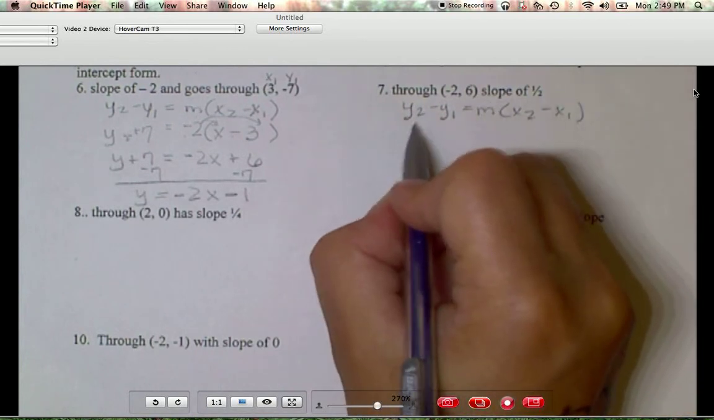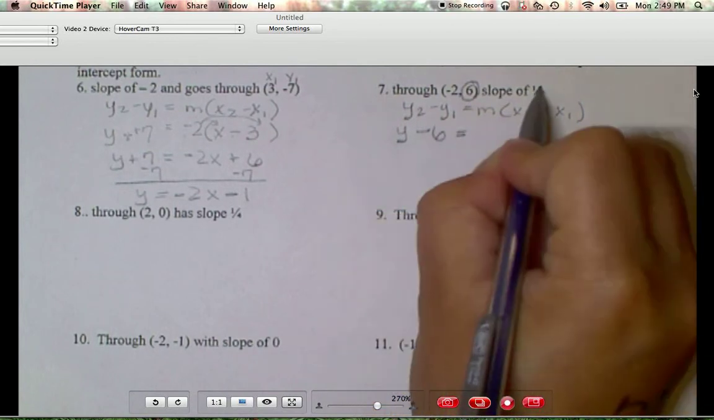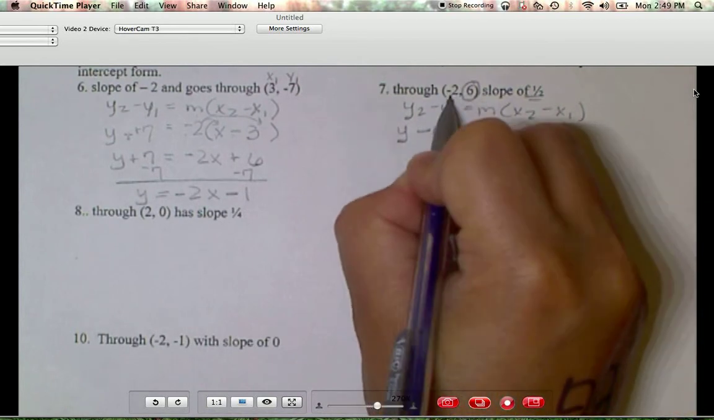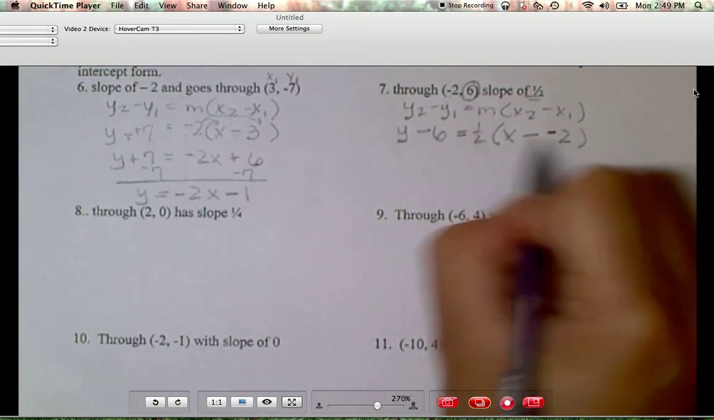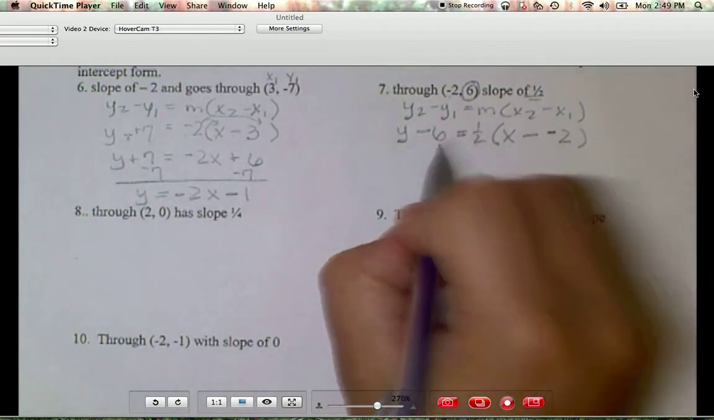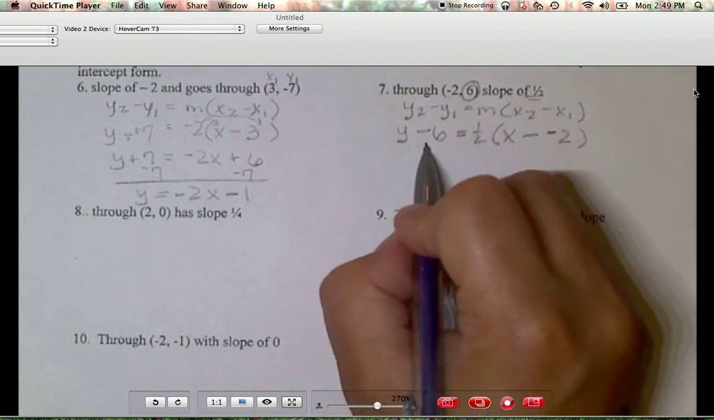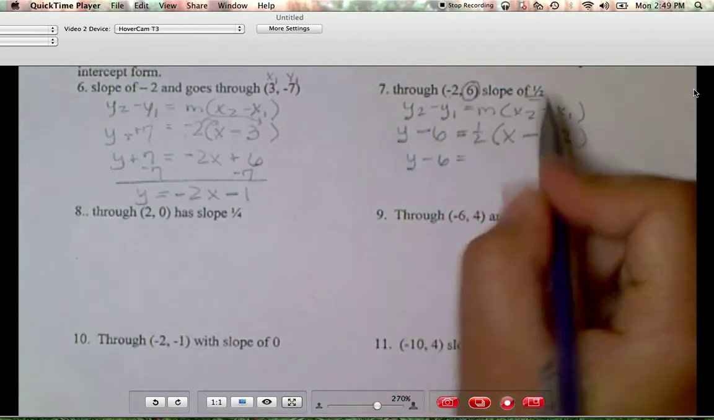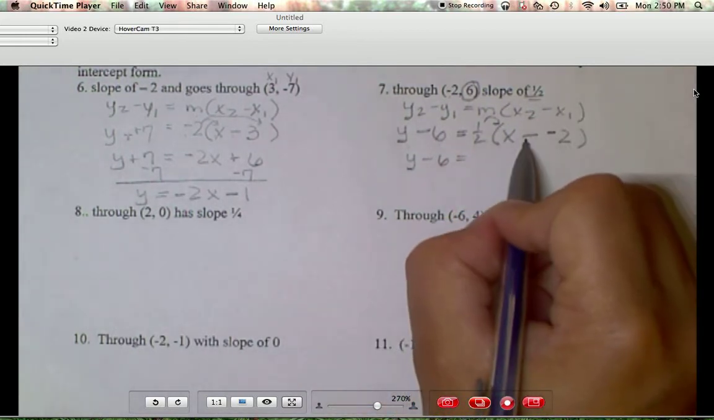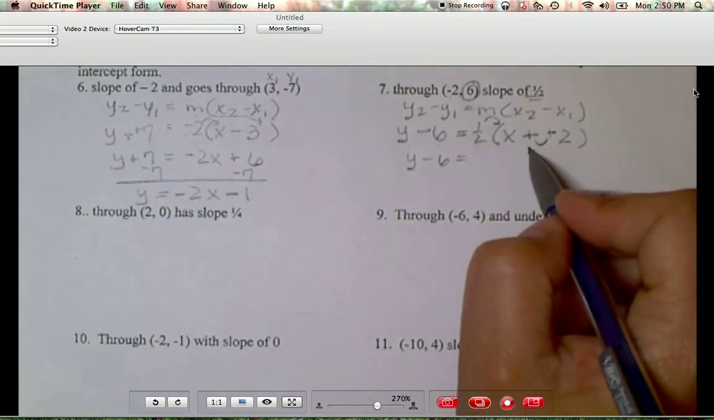And the y2 becomes y minus your y value, which is 6, equals your slope, which is 1/2, times x minus your x value, which is -2. This will stay the same for now because we have to distribute first to get rid of the parentheses before we can move this 6 over. So this stays y minus 6. Distribute this 1/2. However, before you start distributing, let's go ahead and fix this double negative and make it into a plus sign. So we'll make it happy. So it's really x plus 2.